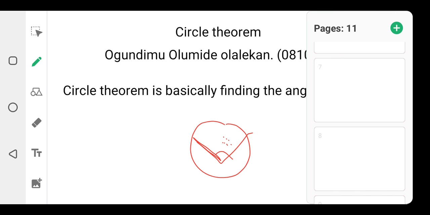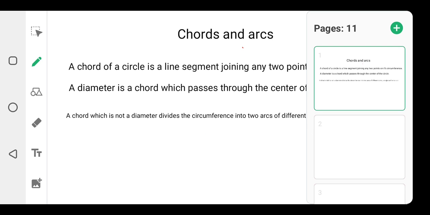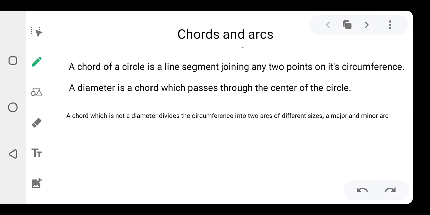Alright, so let's talk about some terms, or some things we need to know about circles. The first thing we're going to be talking about is a chord. You need to be able to identify every part of a circle. So let's talk about a chord now. A chord of a circle is a line segment joining any two points on its circumference. Let me come again. A chord of a circle is a line segment joining any two points on its circumference.